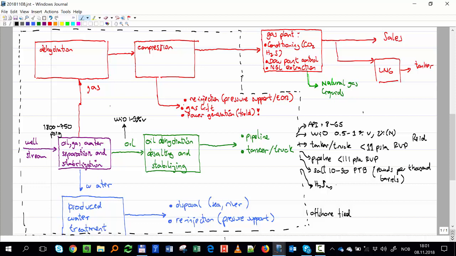And this number is something between 10 and 100 ppm in weight. I can usually reach that number in normal separation, since most of the H2S goes to the gas. It will vaporize to the gas. So that number is usually not a big problem. Now, the gas we leave for later. Gas is always a bit more complicated.